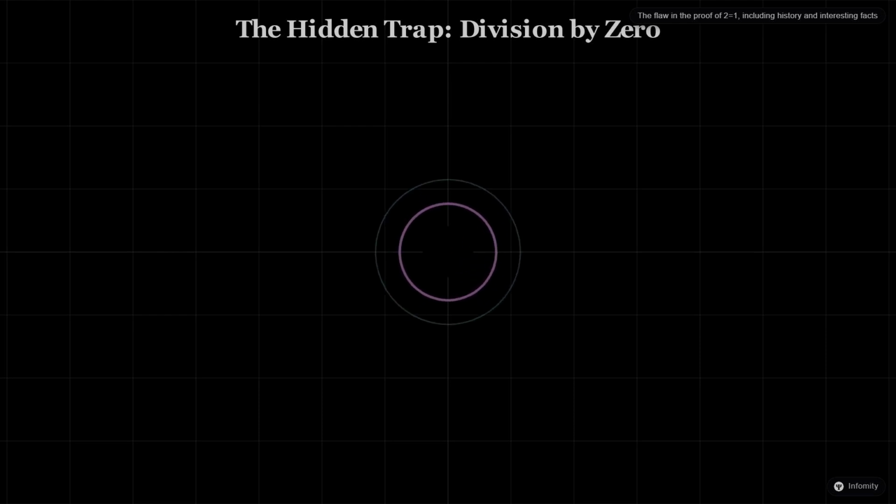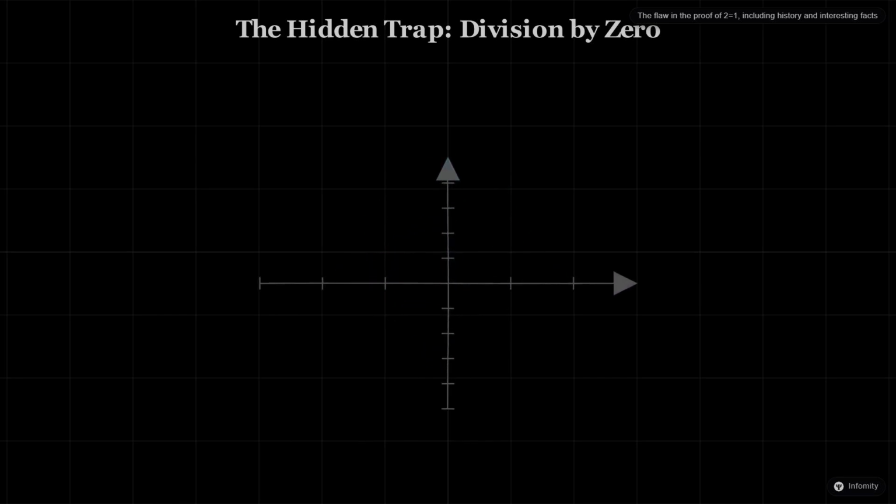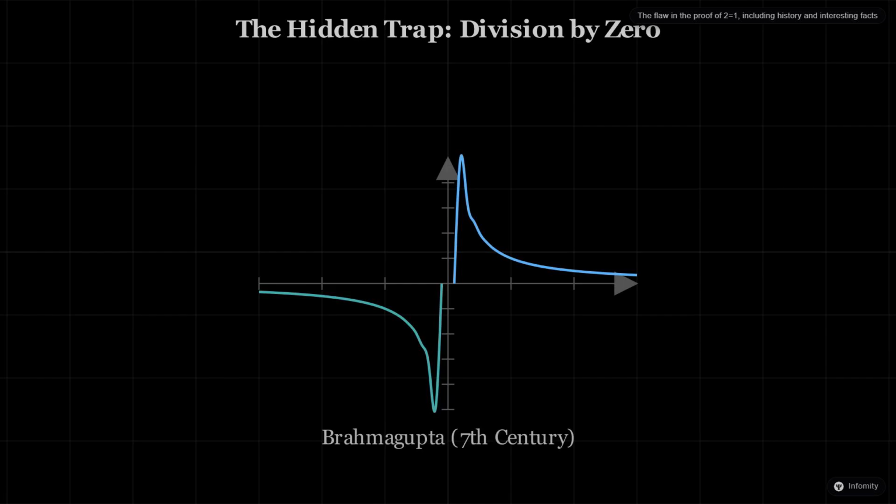To see why, think of division by zero as a mathematical black hole. It violently compresses all logical information into a singularity, destroying the balance. The 7th century Indian mathematician Brahmagupta was the first to formalize zero, but even he struggled with dividing by it.